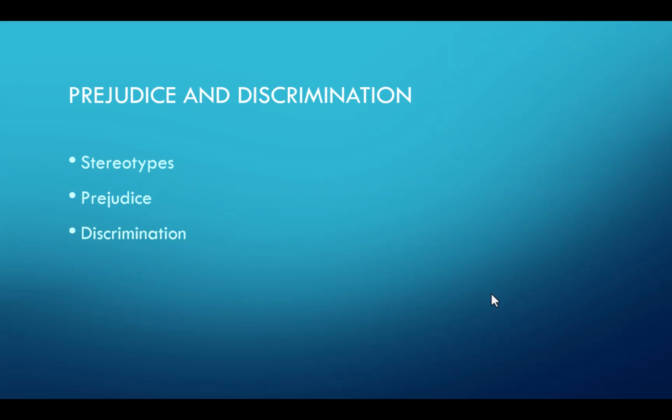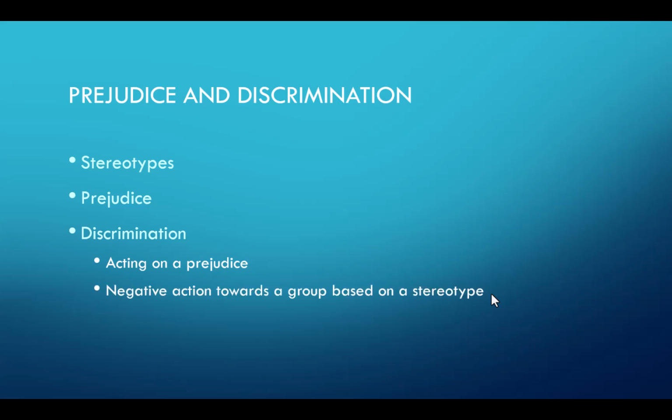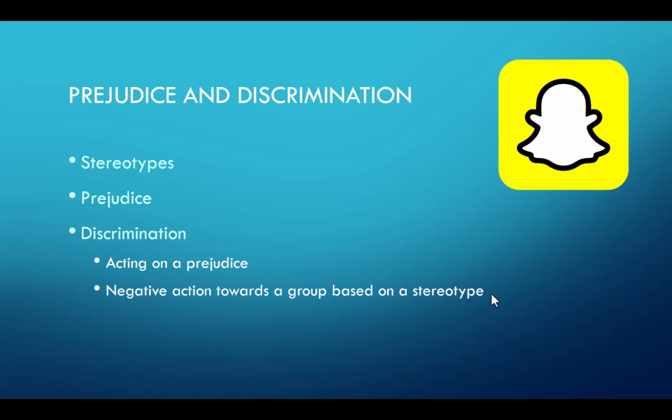Discrimination occurs when an individual or organization acts upon that prejudice. So it acts upon that negative stereotype that leads to a strong hatred or dislike for a specific group. So it's a negative action towards a group based on a stereotype. Here are some current examples as of summer 2024.